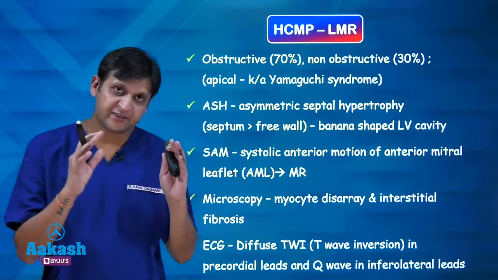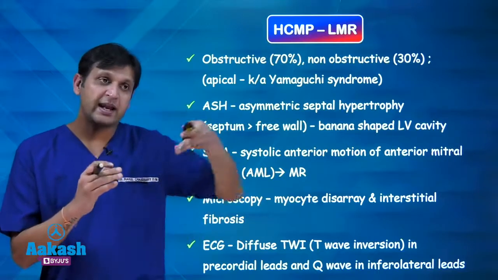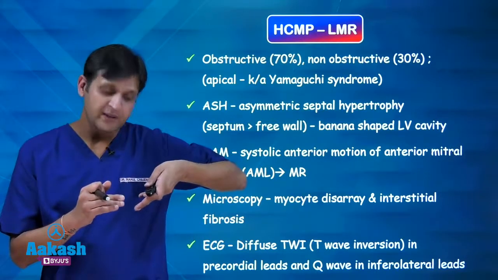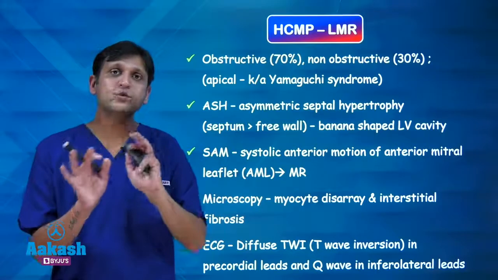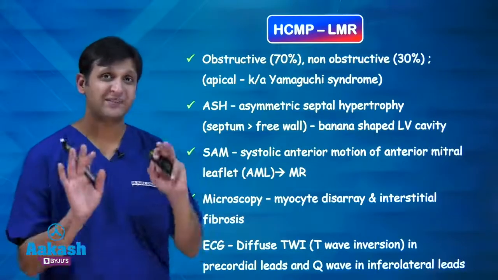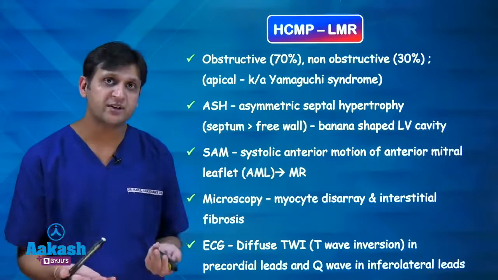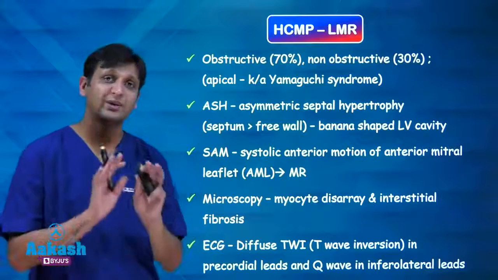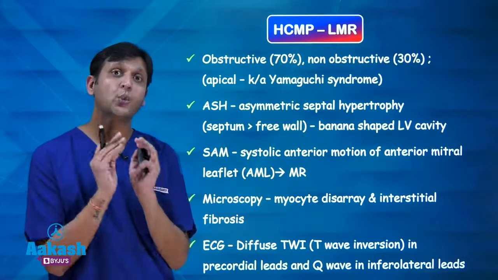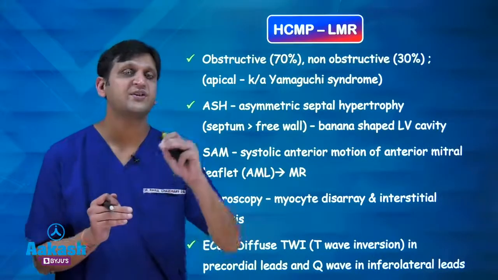And every time the left LV contracts, the anterior mitral valve leaflet comes and obstructs the left ventricular outflow tract, right? So you can have two types of hypertrophic cardiomyopathy. 70% of the cases are obstructive cardiomyopathy and 30% can have non-obstructive, wherein there is only hypertrophy of the LV myocardium without any obstruction to the left ventricular outflow tract.